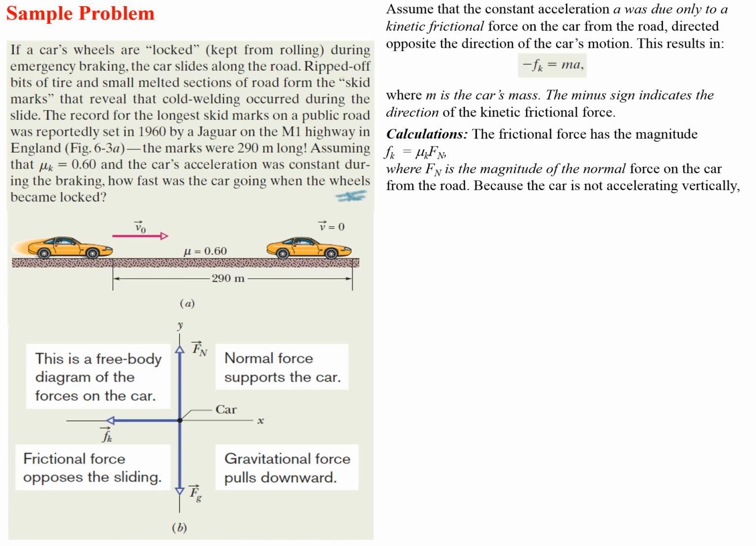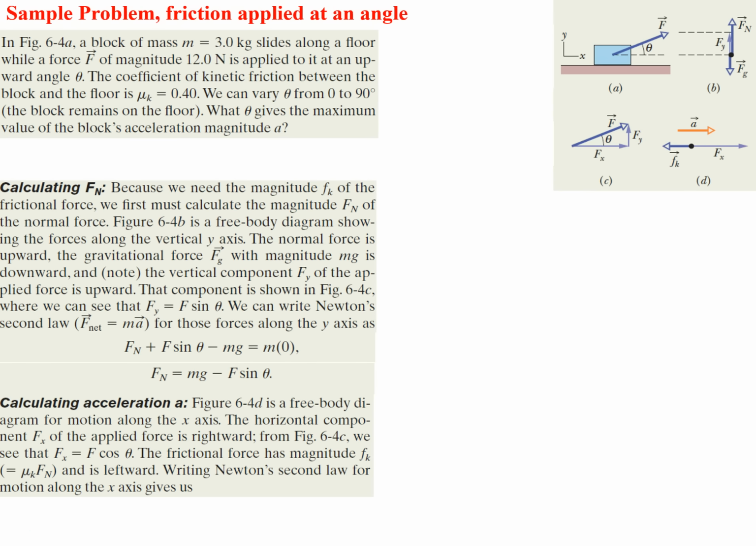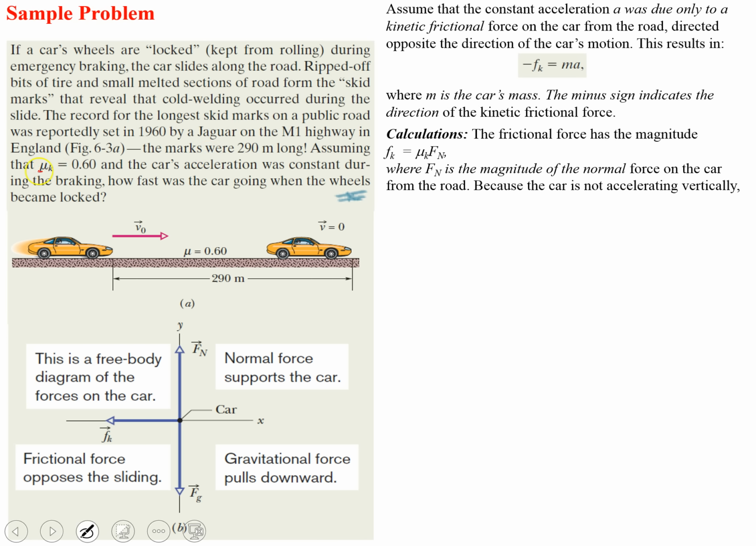Assuming that the coefficient of kinetic friction is 0.6, and the car's acceleration was constant during the braking, how fast was the car going when the wheels became locked? We have a free body diagram here. It shows that you have a frictional force that's opposing the sliding, so you have this frictional force going in that direction.